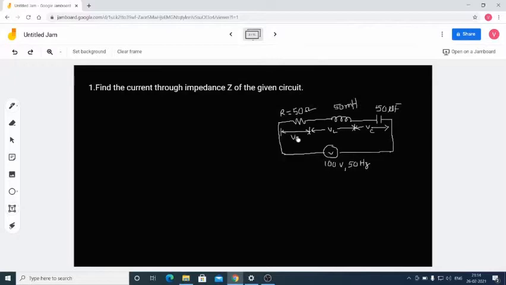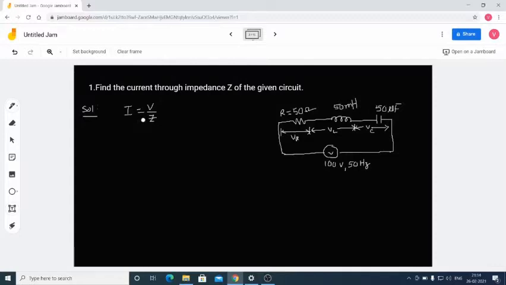So in the given circuit, the applied voltage is 100 volts at 50 hertz. The resistance is 50 ohm, the inductance is 50 millihenry, and the capacitance value is 50 microfarad. We need to find the current through the circuit and its impedance. Solution. We need to find the current through the circuit.